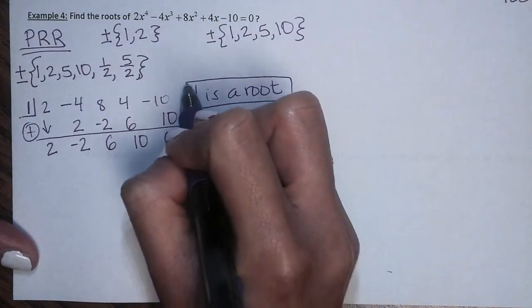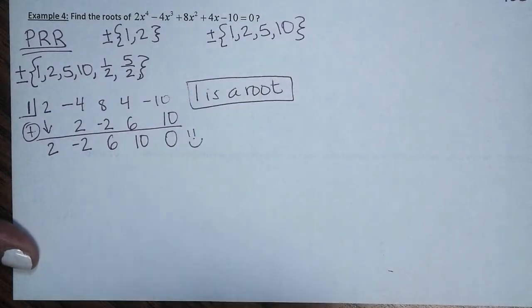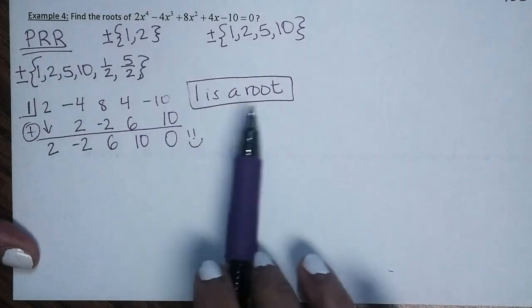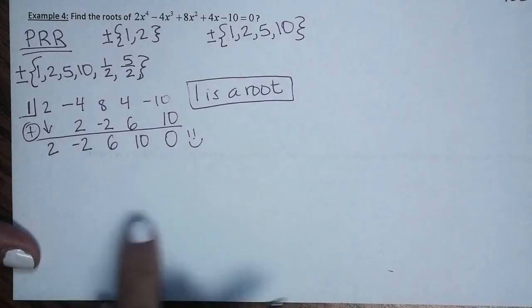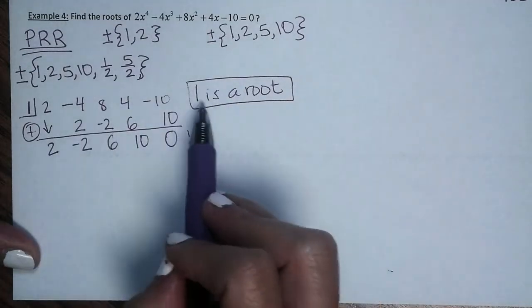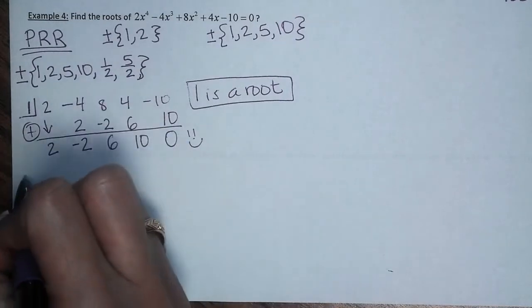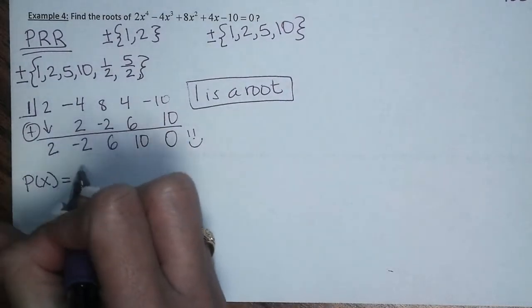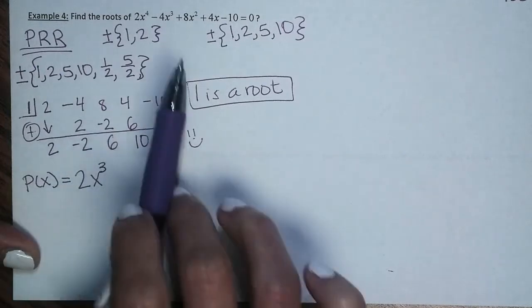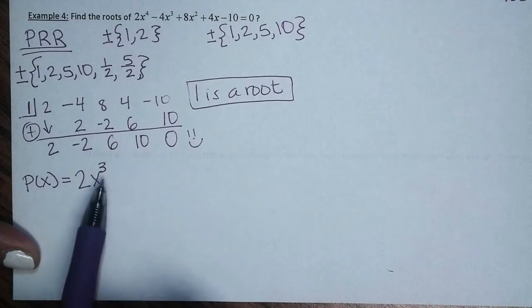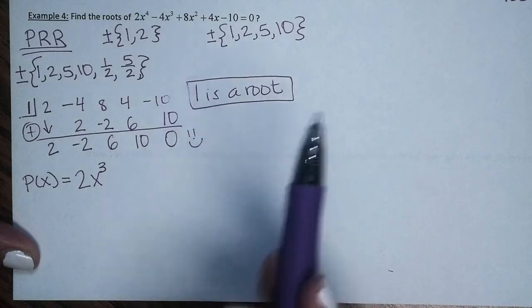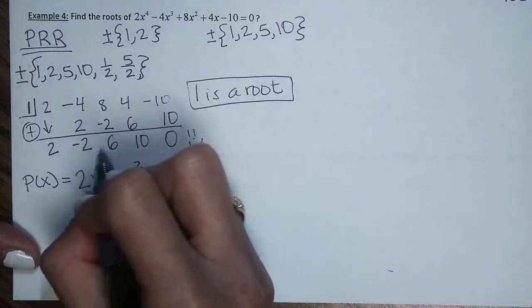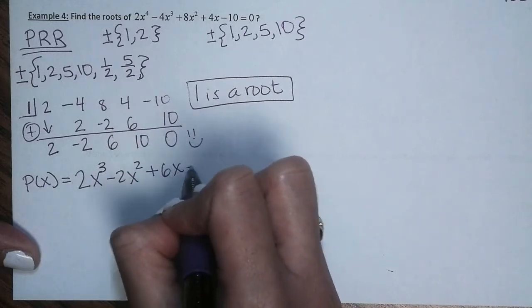And now 1 is a root, but remember there should be 4 roots since this is a quartic. And what we're going to do now, every time you find a root, always rewrite the reduced polynomial. So what I mean by that is, now that I know 1 is a root, let me take my answer here, which is 2x to the 3rd now, because when you synthetically divide, you bring the exponent down 1 by 1. So it used to be a quartic, but now it's a cubic because I took out one of the roots. Minus 2x squared plus 6x plus 10.